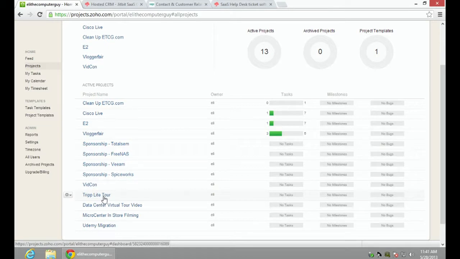But again, I can't run down to Best Buy or Micro Center and do a class. I've got to actually kind of suck up to them and hopefully fly off to Chicago. So I have them on the list. I want to do a tour of a data center for you guys. Basically I can put this here and then I can create the notes, I can create the contacts, make sure things happen. Again, Micro Center in-store filming.